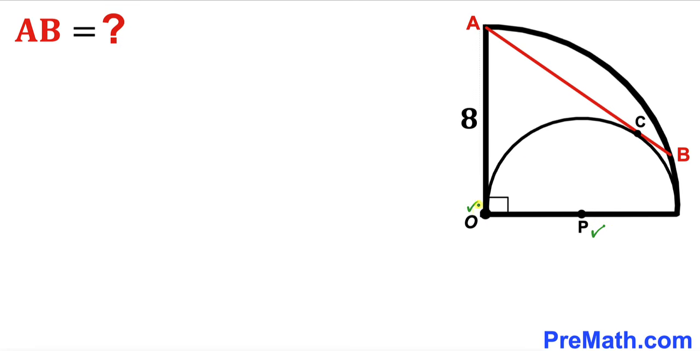In this video, we have got this semicircle with a center P, fully inscribed in a quarter circle with a center O, as you can see in this diagram, such that the radius of this quarter circle is 8 units. And moreover, this AB is the chord for this quarter circle. And this chord AB is tangent to this semicircle at this point C. And furthermore, the diameter of this semicircle is equal to the radius of this quarter circle. And now our task is to calculate this AB length.